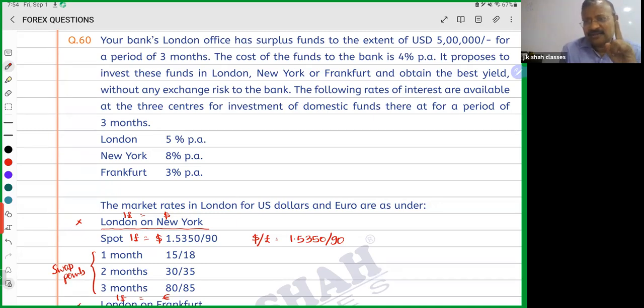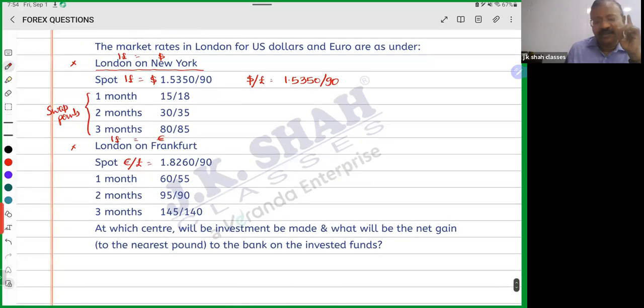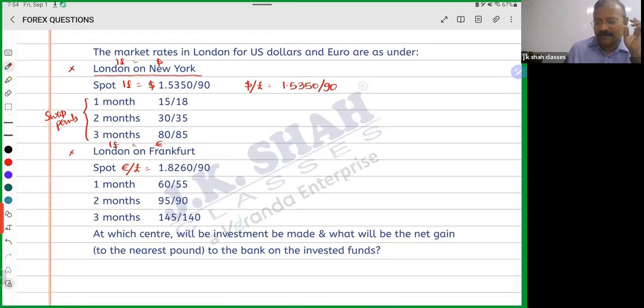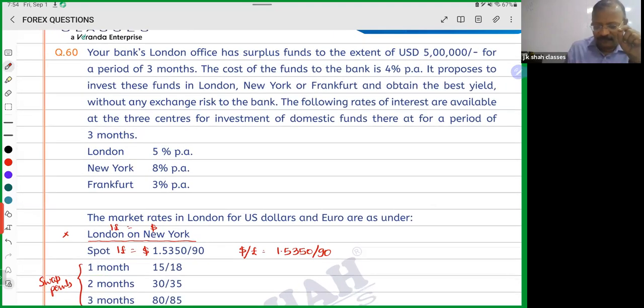Surplus is in dollars and they want you to calculate where you should invest so that you get the maximum gain to the nearest pound. So since my surplus is in dollars, first let us evaluate what if I invest in London. So I'll have to convert the dollars into pounds using the spot rate, invest it in London for 5%, and tell me.